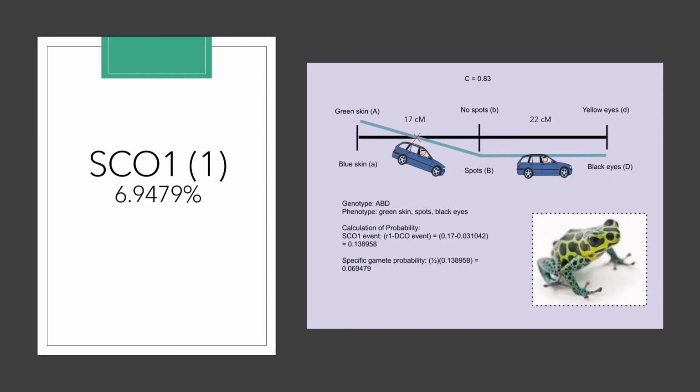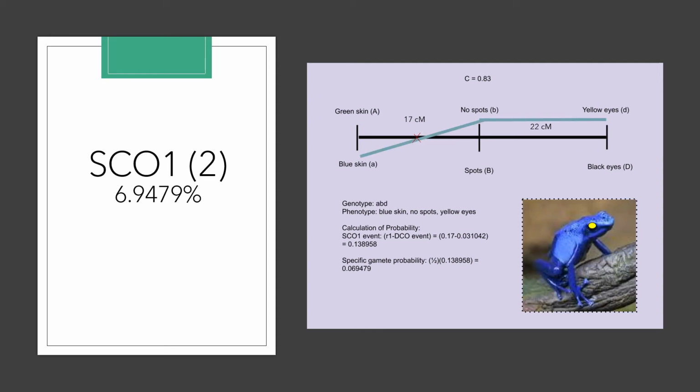You can see the car only passes over the chromosome once and in the first position. So its genotype and phenotype is going to be green skin, spots with black eyes. And to calculate this, you take the first distance where it crossed over, subtract the double crossover event, and then you're going to divide this by 2 because, again, there are 2 different ways that a single crossover can happen. And the probability is going to be about 7%.